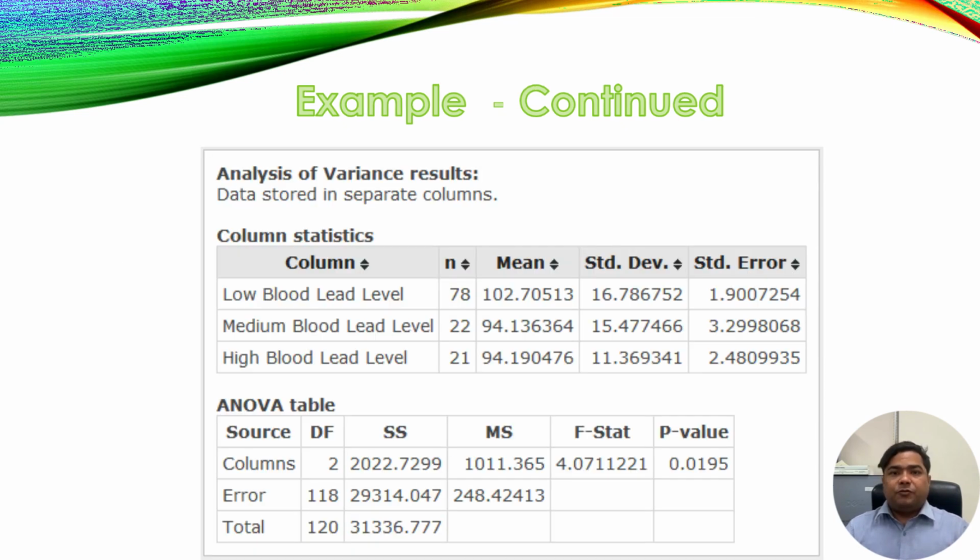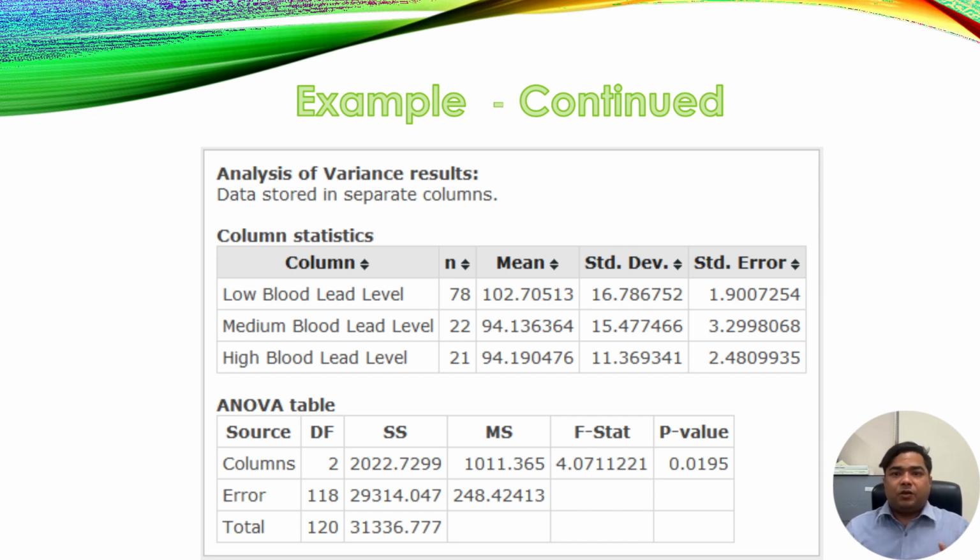This is the ANOVA result for the performance IQ scores of children in three groups: low, medium, and high blood lead levels. First, look at the mean values. The low blood lead level group has a mean IQ score of about 102.71. The medium blood lead level group has a mean of about 94.14, and the high blood lead level group has a mean of about 94.19. So, from the sample means, the low blood lead group appears to have a higher average IQ score than the other two groups. Now we check whether this difference is statistically significant or just due to random variation.